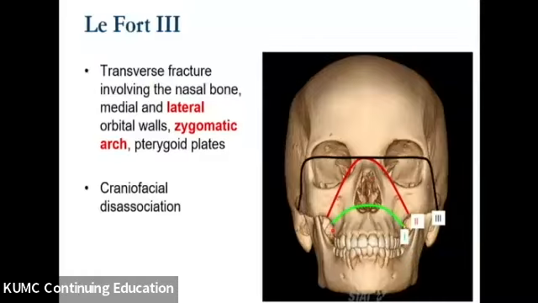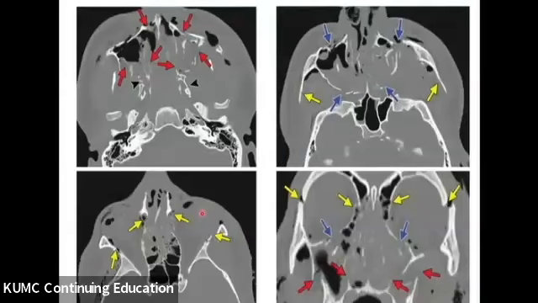And then lastly, Lefort 3, a transverse fracture involving the nasal bone, medial and lateral orbital walls, zygomatic arch. So the lateral orbital wall involvement and the zygomatic arch involvement will define your Lefort 3. And with this one, you get craniofacial disassociation. So your face essentially separates from your skull base. So yellow is going to be a Lefort 3. Here's your zygomatic arch involvement, lateral orbital rim involvement, medial orbital wall involvement.